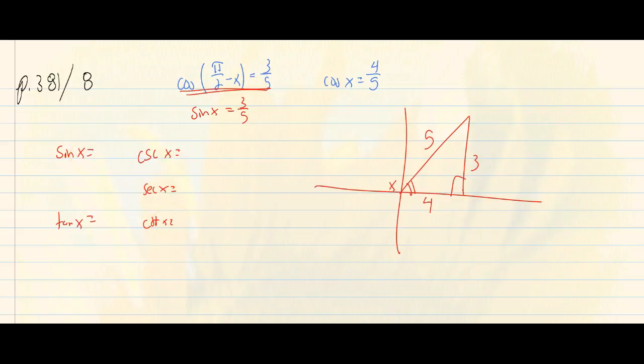So sine of x is going to be equal to 3/5. I know I solved it up here already, but it wasn't directly given to us that way. The cosecant is the reciprocal. Secant is going to be 5/4. That's the reciprocal of the cosine. The tangent is 3/4, and the cotangent then is going to be 4/3.